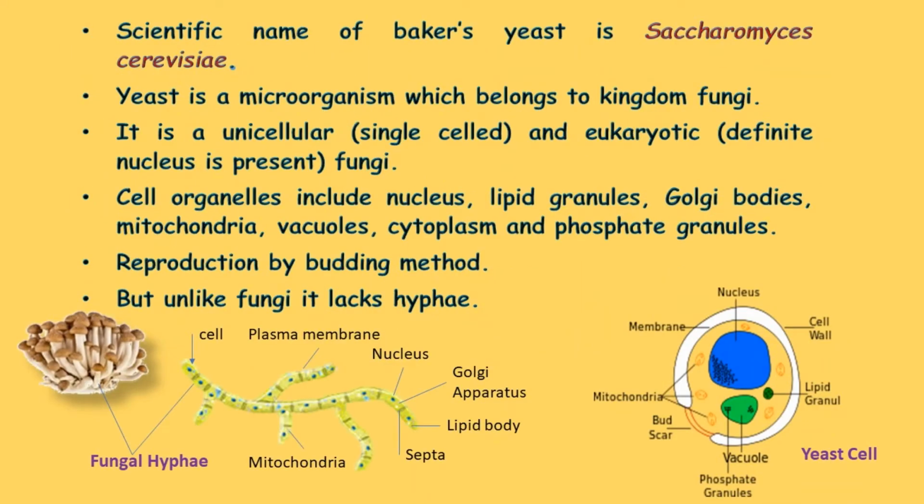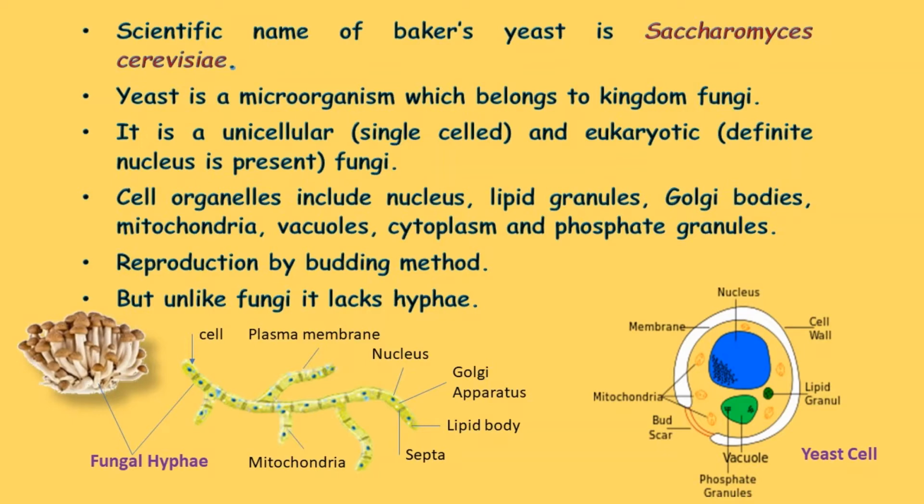The scientific name of baker's yeast is Saccharomyces cerevisiae. Yeast is a microorganism which belongs to kingdom fungi. It is a unicellular and eukaryotic fungus. Unicellular means it is a single cell structure and eukaryotic means a definite nucleus is present in the cell.